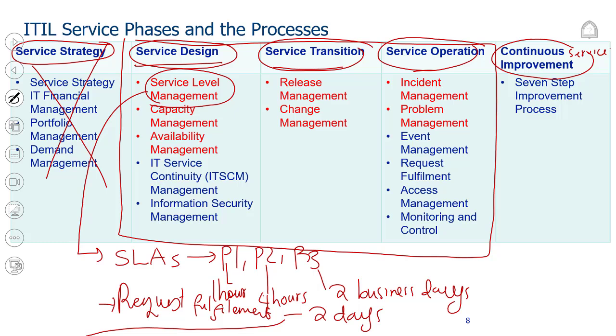Okay, so that's all about the service level management, where you agree with the customers, for example, what is the acceptable time for the services they're providing for you.